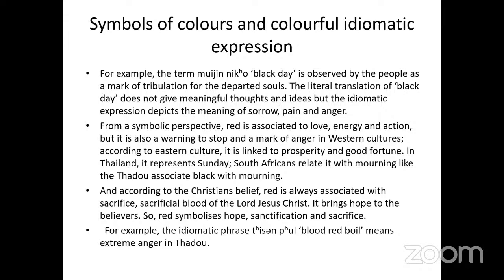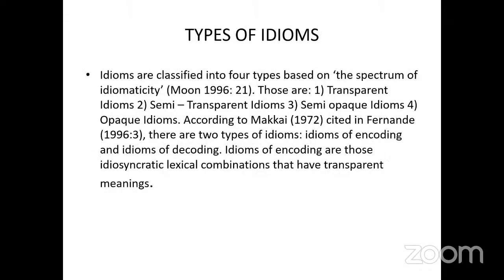So let me give one example of Thado. For example, the idiomatic phrase Thisan Pool. Thisan means red blood. Thi is blood, and san is red. Pool means boil: red blood, red boils. When we translate this idiomatic phrase, the idiomatic meaning is extreme anger in Thado, and the literal translation in English is red blood or blood red boil. Next, please.